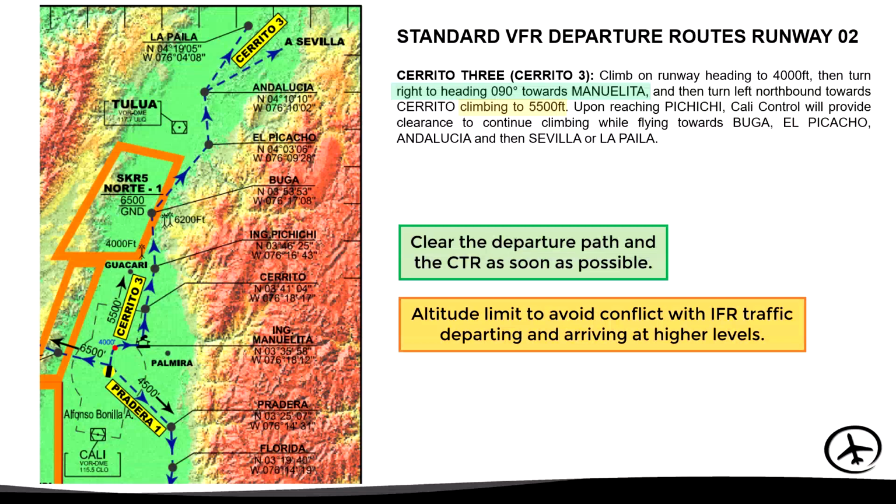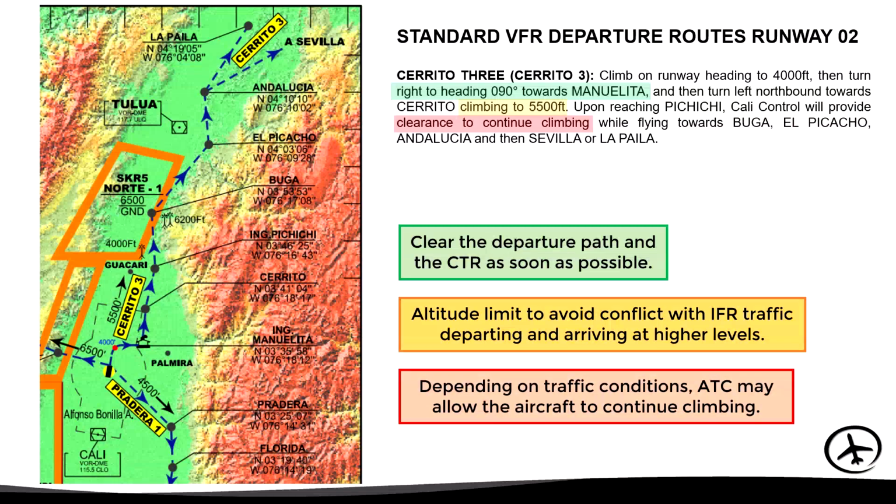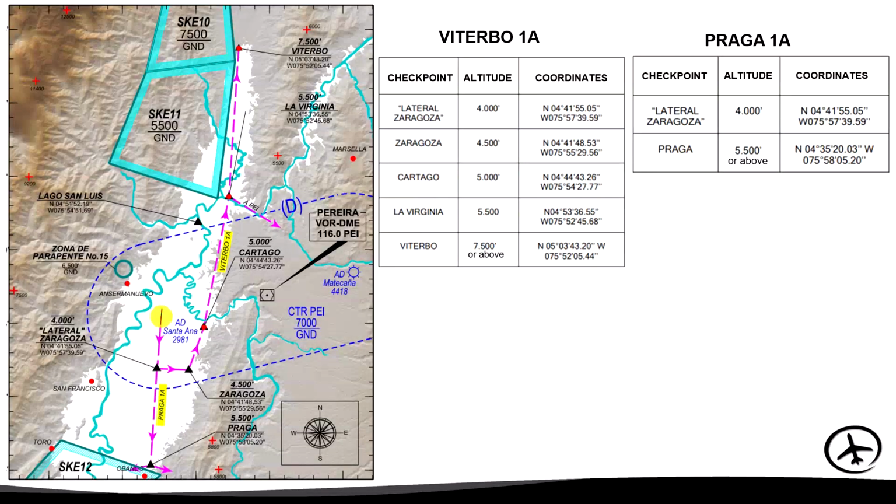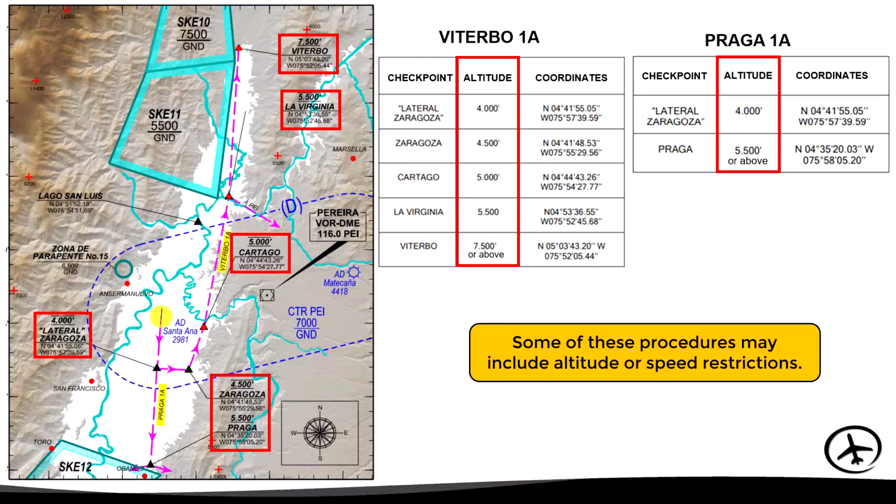Then, after reaching Pichichi, we can expect ATC clearance to continue climbing, depending on traffic conditions, while flying towards the rest of the visual checkpoints specified in the chart. Now, some of these procedures may include specific altitude or speed restrictions, which may vary for each route segment. In this particular example, we can see that there is a table included in the textual description that specifies the altitudes at which we must cross each checkpoint, probably because there is traffic flying above and below these altitudes, and therefore it is necessary to exercise strict altitude control.